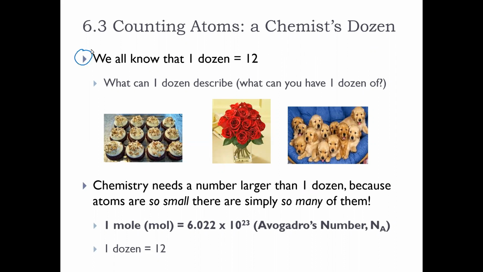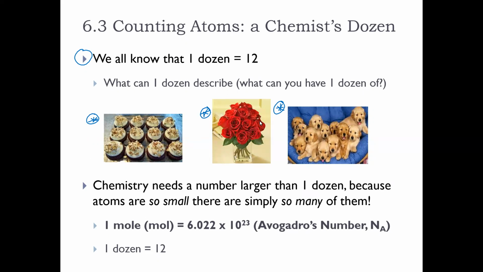If we talk about things in terms of dozens, we know that a dozen refers to 12 of something. And it actually doesn't matter what we're talking about. We could think about a dozen of those things, right? If we have cupcakes, those can come in dozens, or roses we can buy by the dozen. Golden retriever puppies here. Maybe they don't usually come by the dozen, but we can think about a dozen of whatever we want. And no matter what, it's always 12 of that thing.